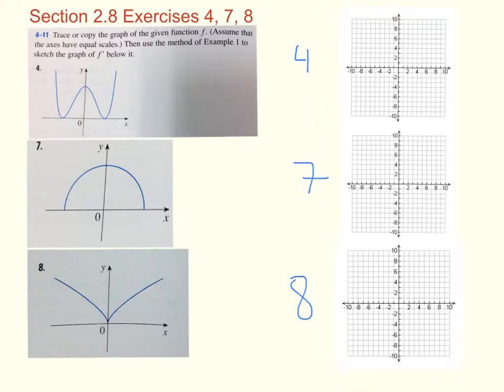In this video we will discuss textbook section 2.8, exercises 4, 7, and 8. I'll have these directions. Trace or copy the graph of the given function f. We have copies here below. Assume that the axes have equal scales, then use the method of example 1 to sketch the graph of f prime below it. So we're going to do what example 1 does, plus a little bit more.